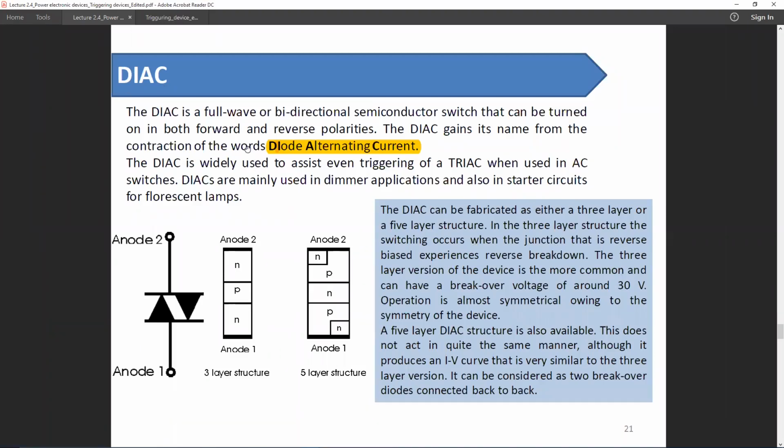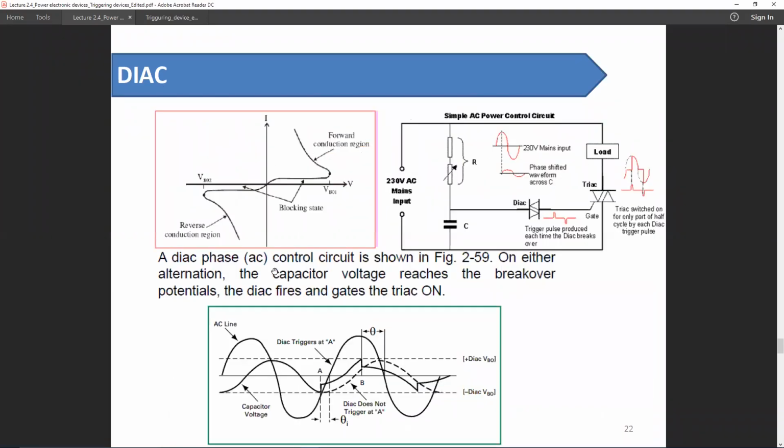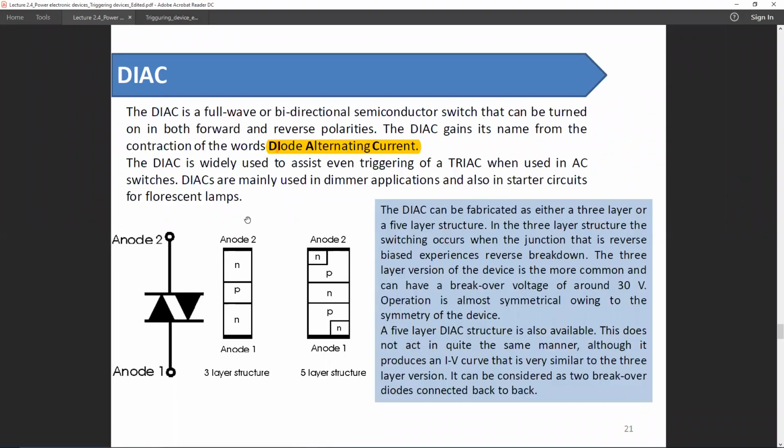DIAC. DIAC is the acronym for diode alternating current. This is a basic construction. You can imagine if an AC voltage is applied between the two terminals of a DIAC, one of the junctions will be forward biased and one will be reverse biased.